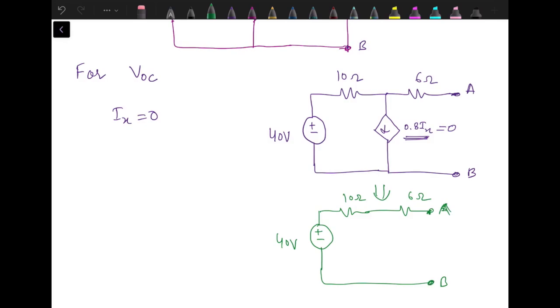Since the A and B terminals are open, the current through the 6 ohm and 10 ohm series combination is 0. So if we try to measure the voltage between these two terminals, it is the same as the voltage source. If this terminal A is positive and B is negative, then VOC is 40 volts. Directly, we don't need to do any calculation. It's clear from the circuit only. There is no drop across 10 ohm, there is no drop across 6 ohm. All the voltage supplied by this voltage source appears across terminals A and B, and we are getting the value of VOC as 40 volts.